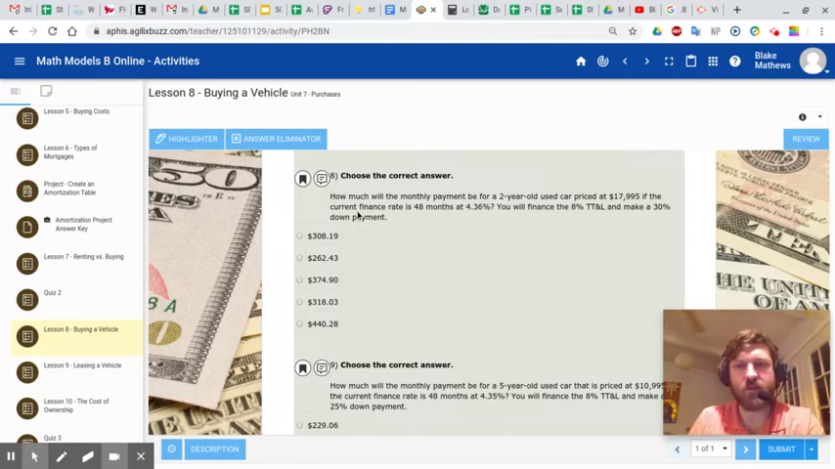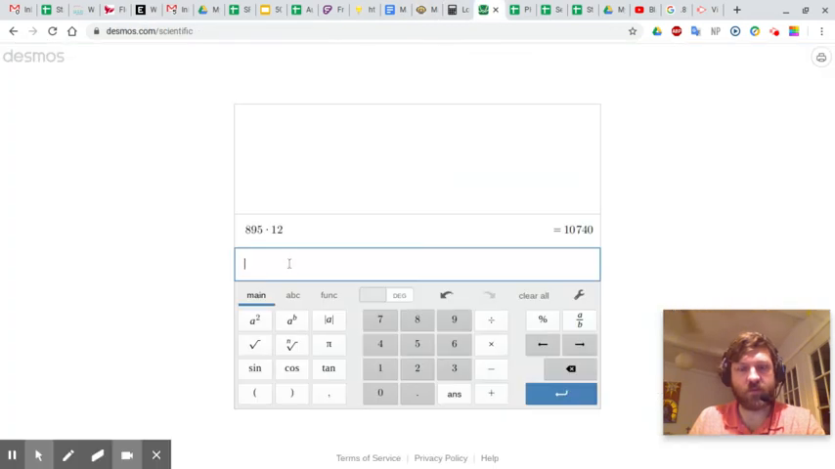So what we have to do before we do what we just got done doing is we need to take into account this information. So we need to add 8% and subtract 30% because the down payment is making the amount of the loan less. So for instance, if I'm going to do 8% tax, title, and license, I'll go to my Desmos and I'll do 8% of $17,995. So that's this amount right here.